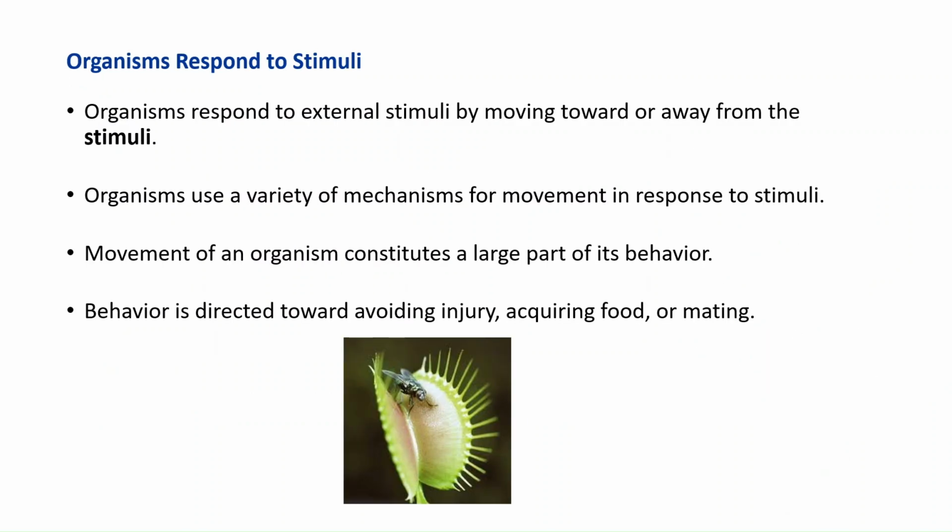Organisms respond to stimuli. And the first question is, what is a stimulus? Any change in the environment or anything that provokes a response is considered a stimulus. And they're internal and external. In this chapter, we're only talking about external stimuli that cause the organism to move either towards the stimulus or away from it. Okay? So obviously different organisms are going to use different mechanisms. The movement of the organism is going to be a large part of its behavior. The important thing is that this behavior is directed towards avoiding injury, acquiring food, or mating.